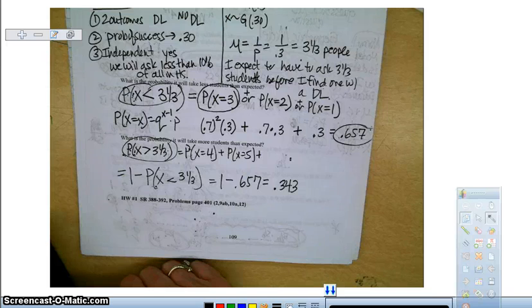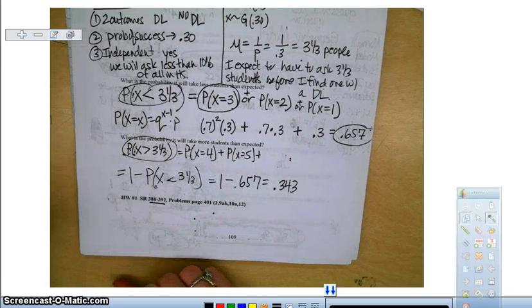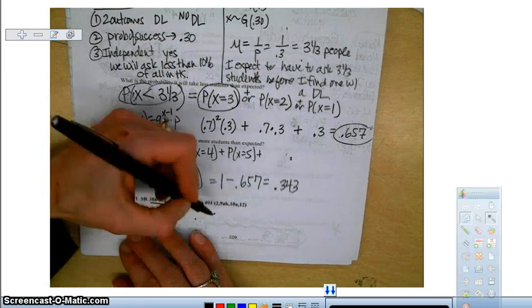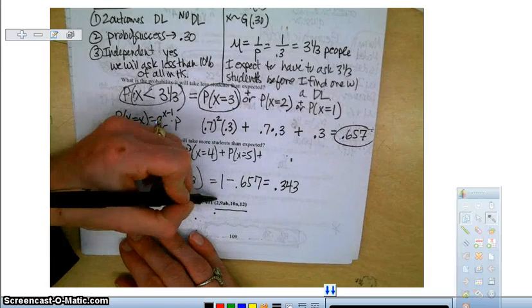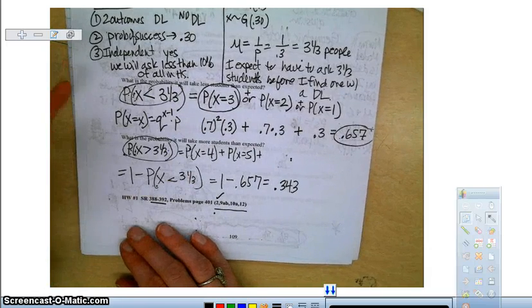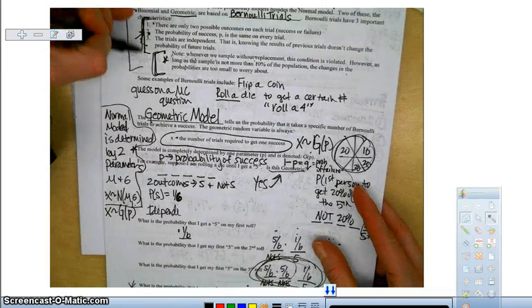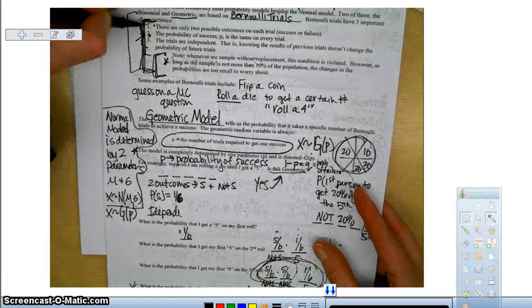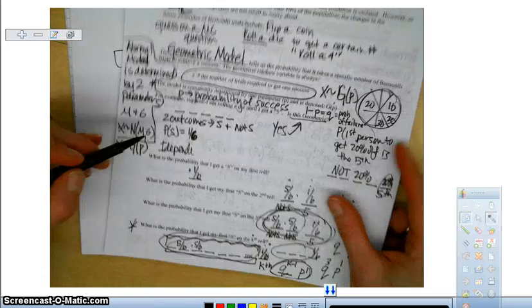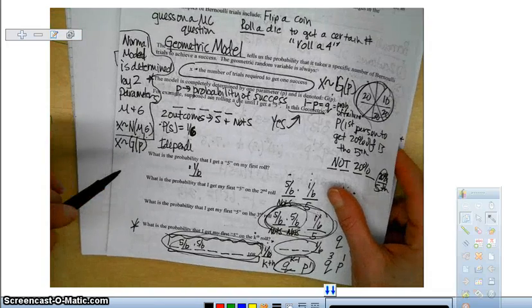All right, so for your reading, like I said, you have 5 pages to read about the geometric model, and you have 5 homework problems. Number 2 is the one that asks you to decide if it's a Bernoulli trial or not. And the way you decide that is it's just asking about Bernoulli. You go up here and look at and clarify 1, 2, and 3. We did it twice in our notes too.